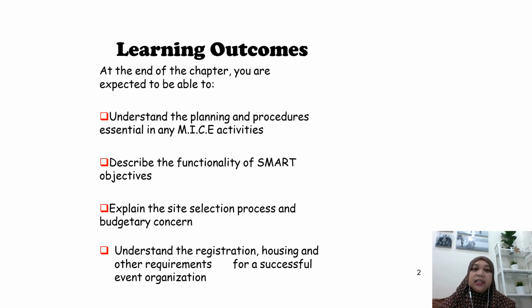Okay, this is the learning outcome. Why do you have to learn the learning outcome? Because it is to make sure that at the end of the chapter, you are able to, number 1, understand the planning and procedures essential in any MICE activities. Second one, you can describe the functionality of SMART objective. The third one, you can explain the site selection process and budgetary concern. And the last one, you may understand the registration, housing, and other requirements for a successful event organization.